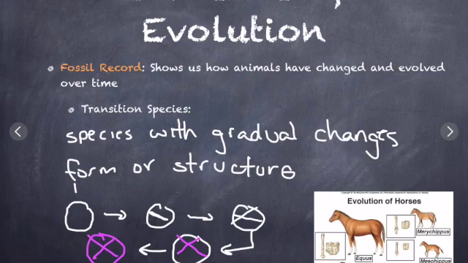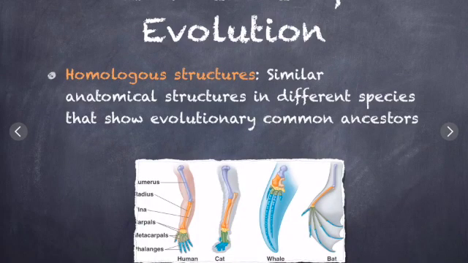Now, the one they talk about is the horse and the dawn horse. Here's our modern horse. Here's our early ancestry of the horse. Now, you see there are slight changes that are related to the one before and the one after. That's what we refer to as transition species.